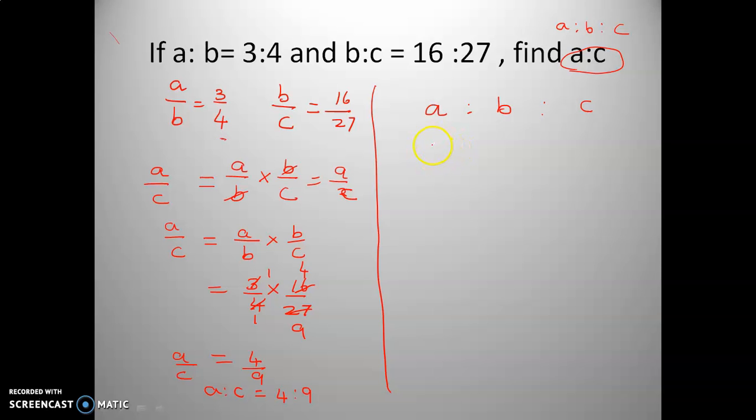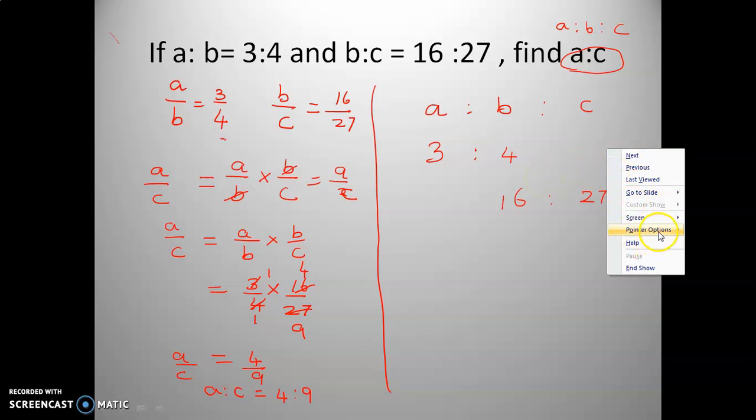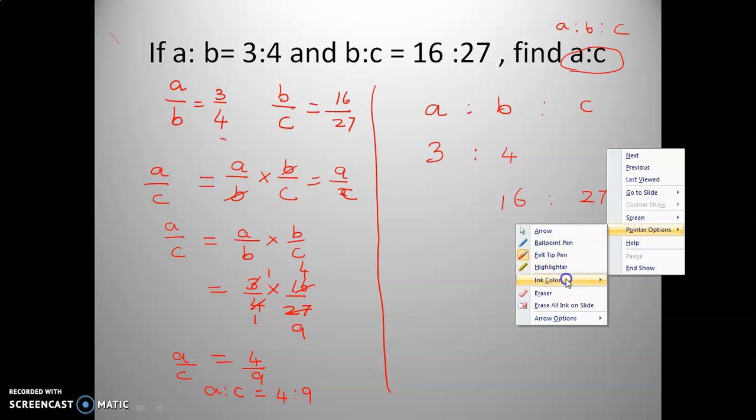What is A is to B? 3 is to 4. Write it as it is. What is B is to C? 16 is to 27. Right below B, 16 is to, what is C? 27. Now, in the shortcut method, I am going to do some extra fittings. Those extra fittings will be in a different color now.